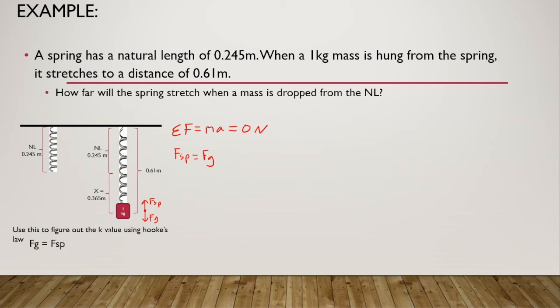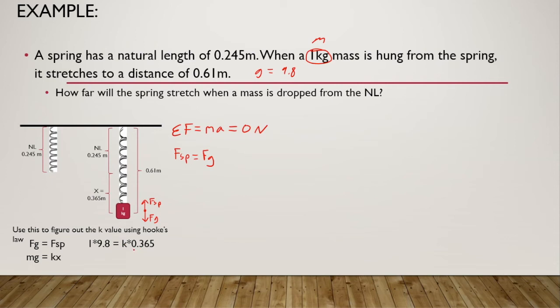Perfect. So now all we have to do is plug our variables into the equation. We get mass times gravity is equal to kx, because the spring force is kx and the force of gravity is mass times gravity. All we have to do now is plug in our numbers. We know that the mass of the object is 1 kilogram. It tells us up here. We know that gravity, because it's on Earth, should be equal to 9.8. And then we know that k is unknown because that's what we're solving for.